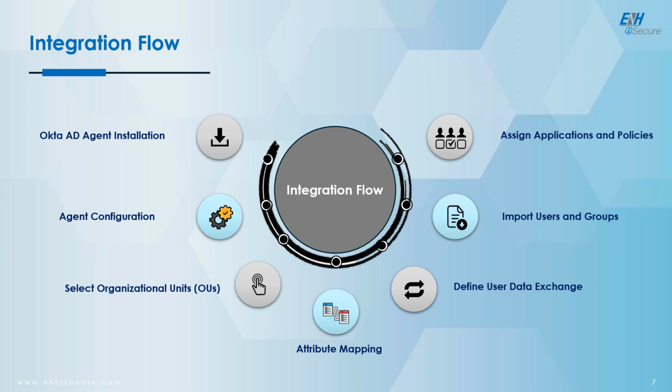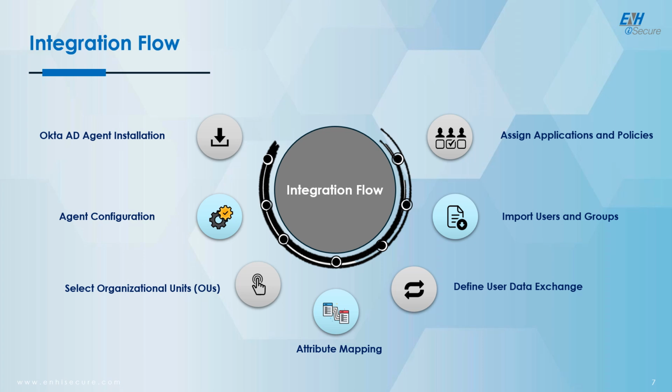Second, agent configuration. During installation, provide your Okta URL and AD administrator credentials. The agent will create a low-privileged read-only integration account to securely connect to your AD. Third, select organizational unit. Identify which OUs from your AD you want to import into Okta. This step allows you to filter the users and groups that will be synchronized.